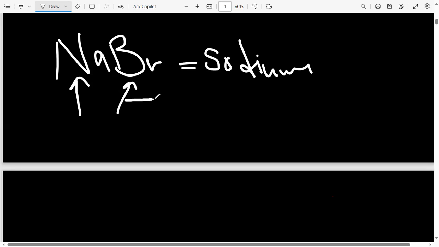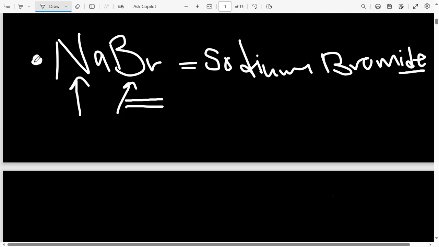But since it's at the end of this compound, we are going to say bro, okay? Instead of bromine, we are going to end in IDE. So you always end with bromide, IDE. So this bromine here becomes what we call a bromide. So the name of this chemical formula will just be what? Sodium bromide. The non-metal at the end, most of the time it ends with IDE. So this is sodium bromide.